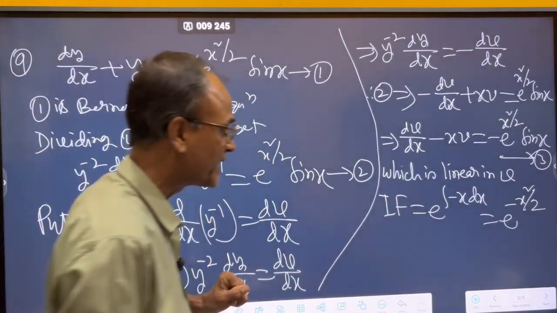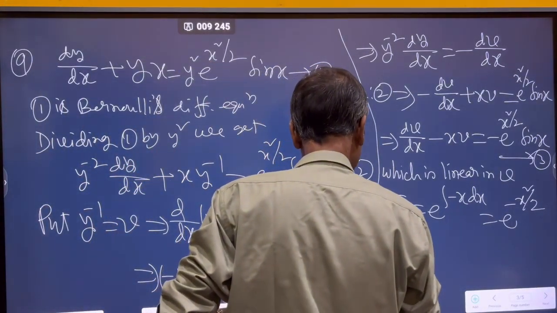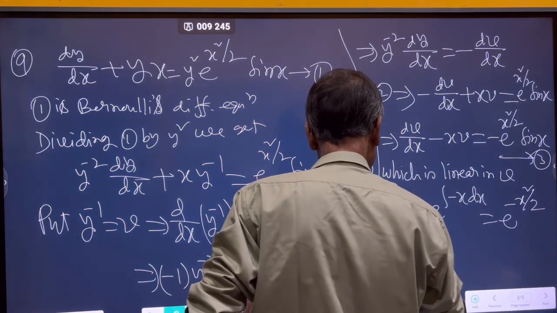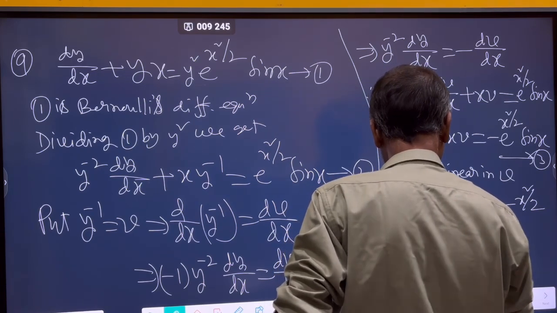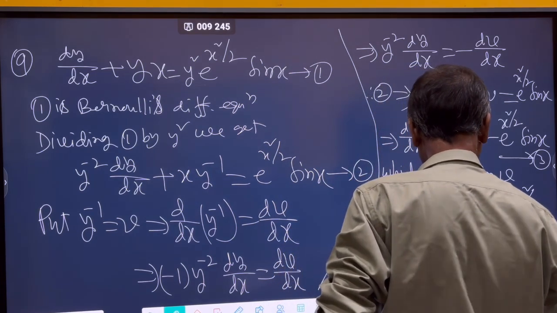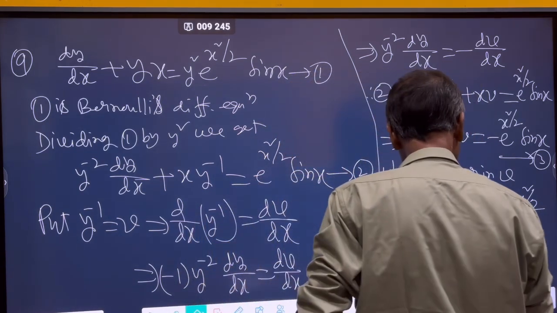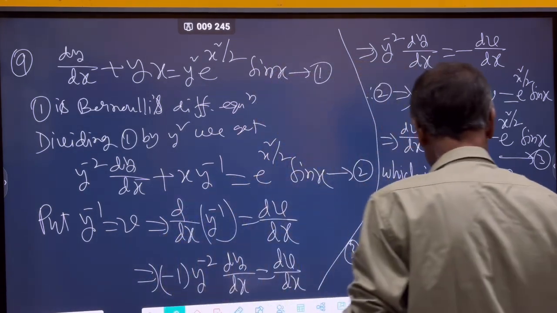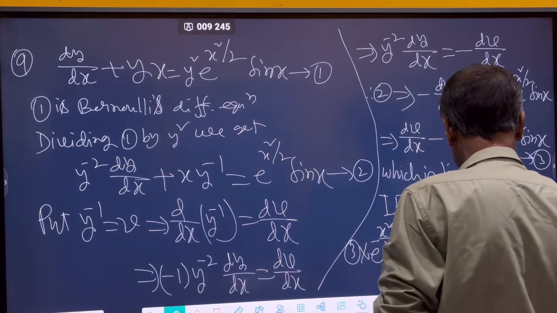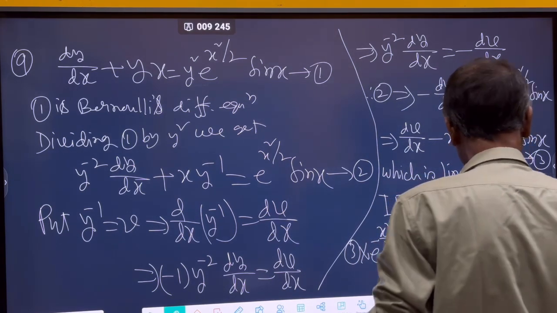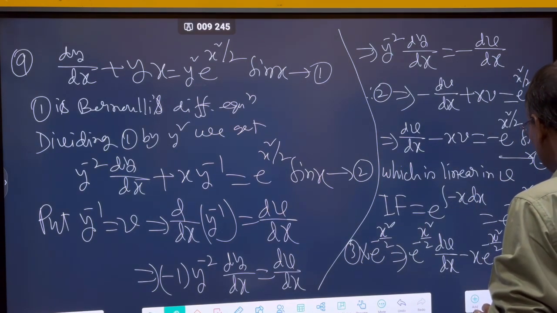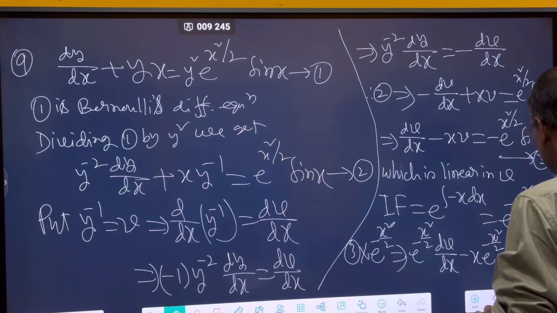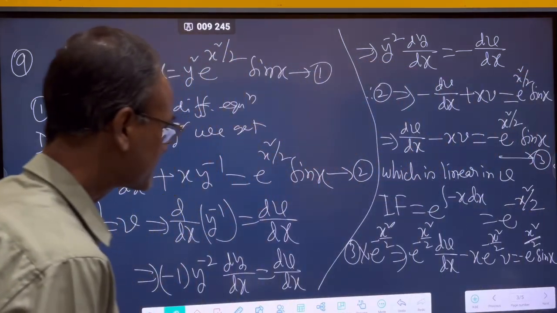Multiply 3 by e to the power minus x square by 2. This implies e to the power minus x square by 2 dv by dx minus x e to the power minus x square by 2 v equal to minus e to the power minus x square by 2 into e to the power x square by 2 into sin x.